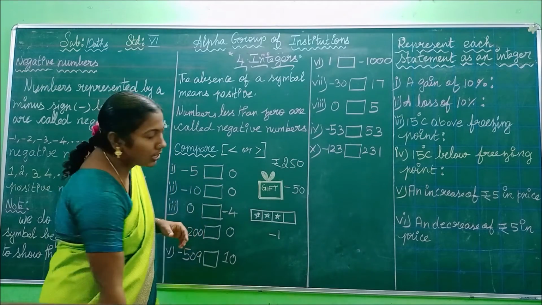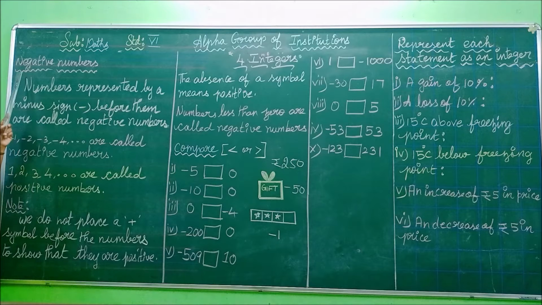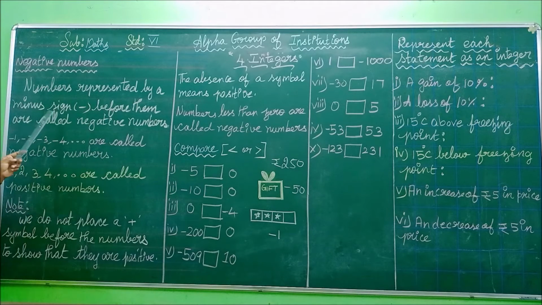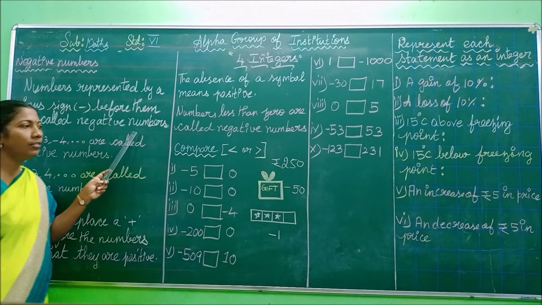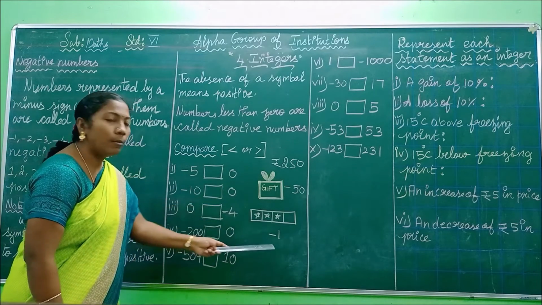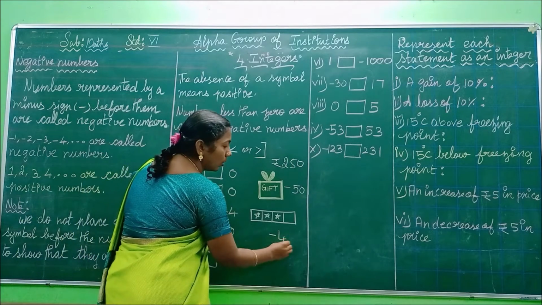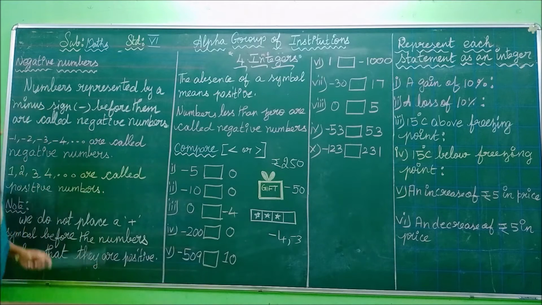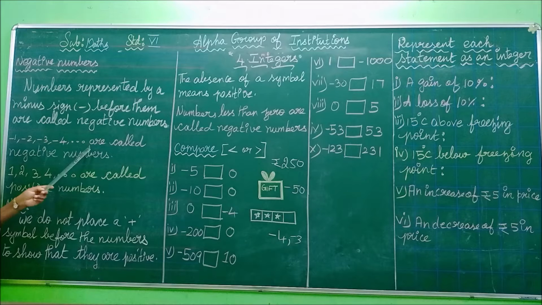See here, children. First, we are going to discuss negative numbers. What is meant by negative numbers? Read the definition. Numbers represented by a minus sign before them are called negative numbers. Already we have explained minus 50, minus 1, minus 4, minus 3. These numbers are said to be negative numbers. Minus 1, minus 2, minus 3, minus 4, etc. These are all negative numbers.